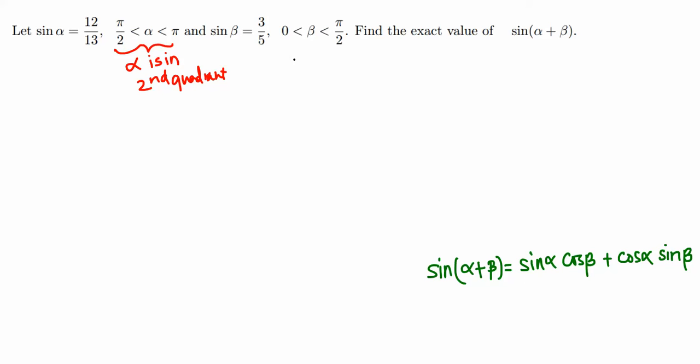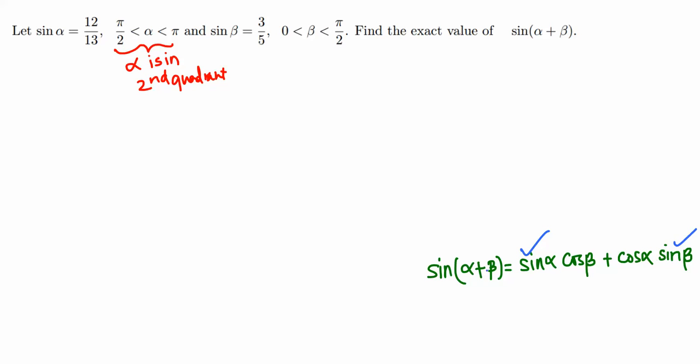And if we look closely, to evaluate sine alpha plus beta, we need sine alpha, which is given. Cosine beta is not given, but sine beta is given. From this we should be able to find cosine beta. Cosine alpha is not given here. Sine alpha is given. From this we should be able to find cosine alpha. Then sine beta is given, 3 over 5.